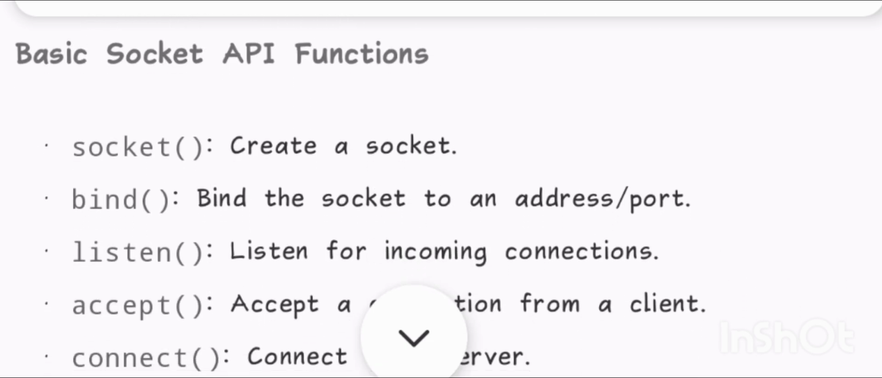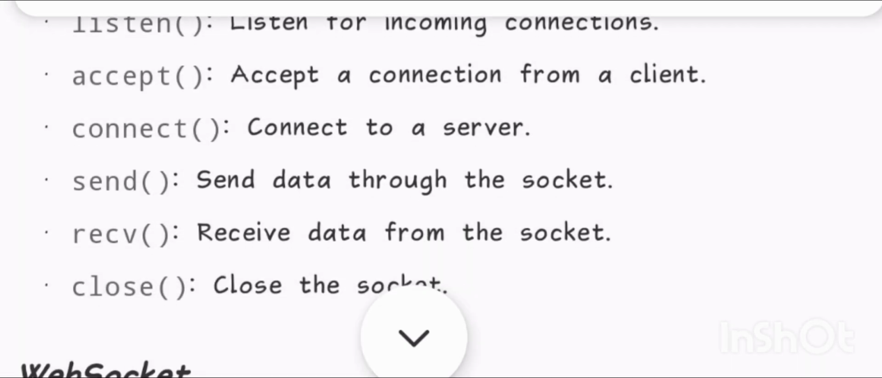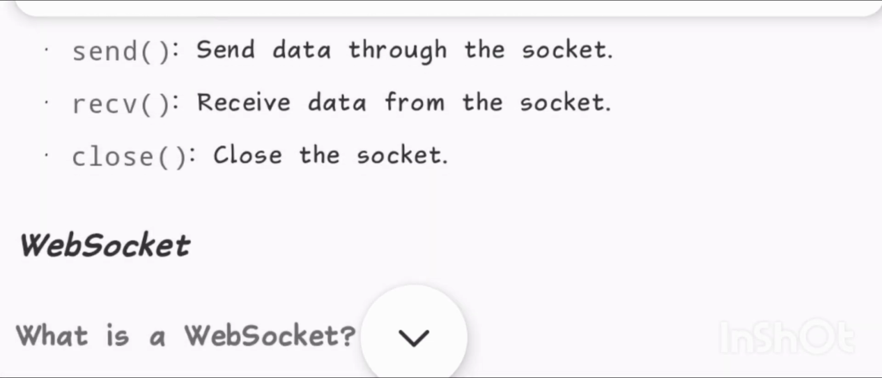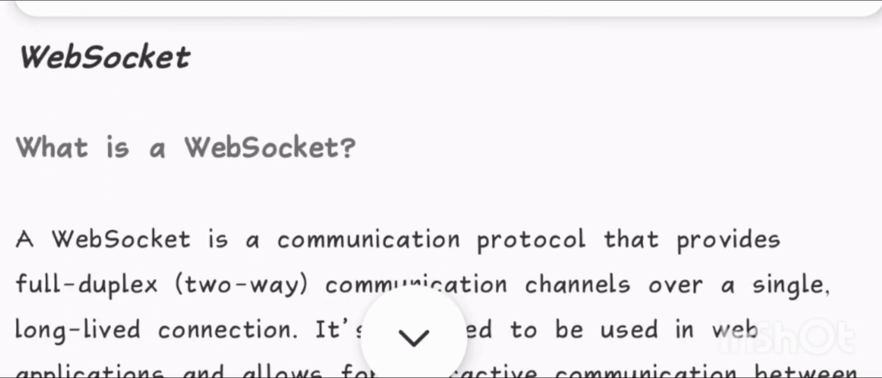Basic socket API functions. Socket: create a socket. Bind: bind the socket to an address and port. Listen for incoming connections. Accept a connection from a client. Connect to a server. Send data through the socket. Receive data from the socket. Close the socket.